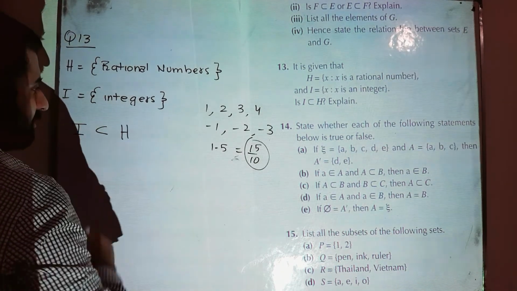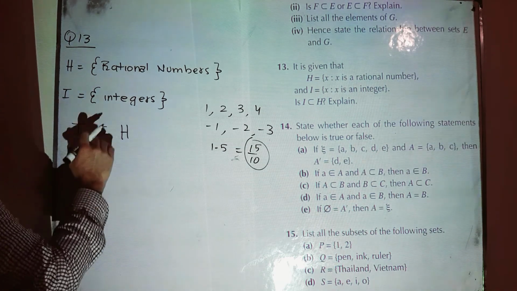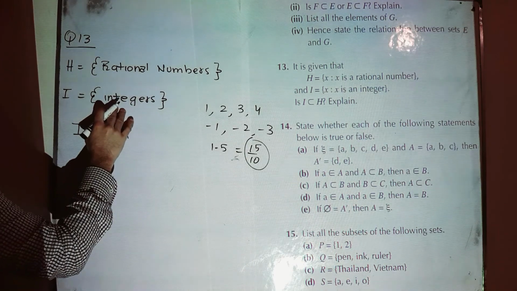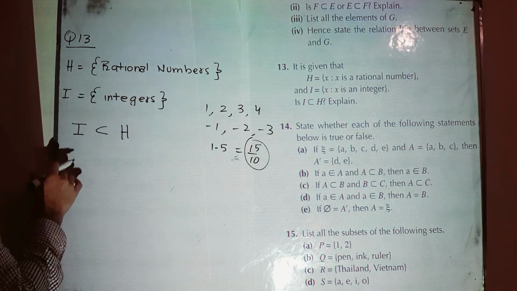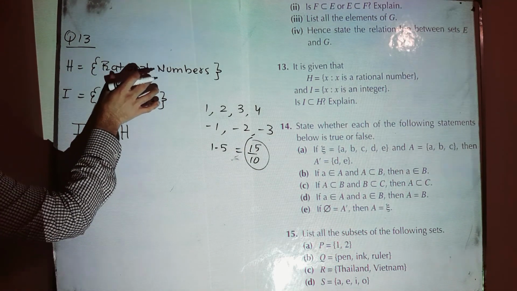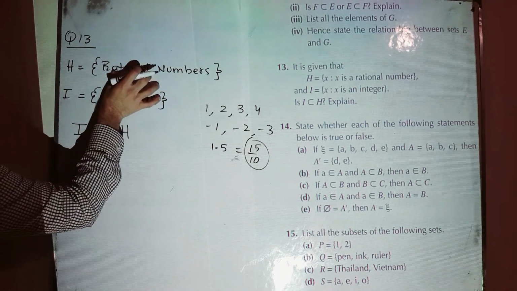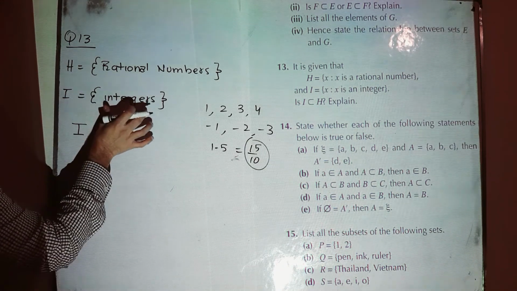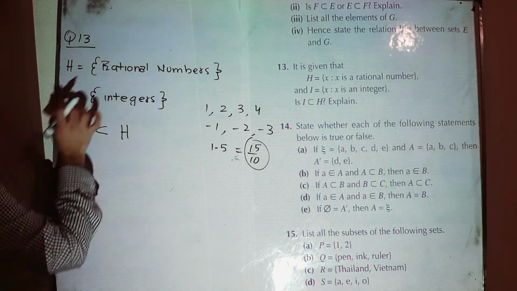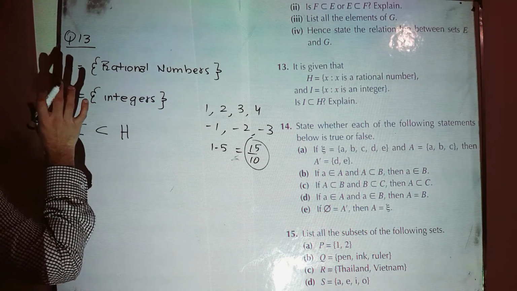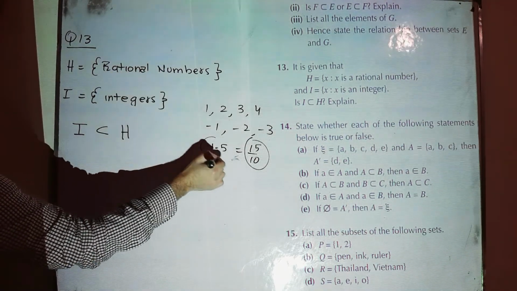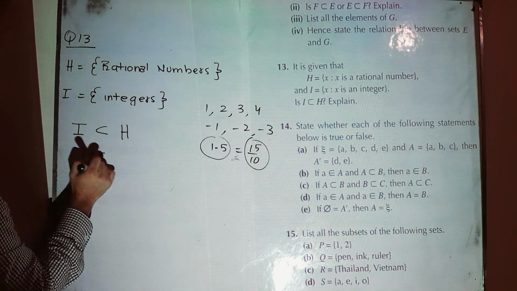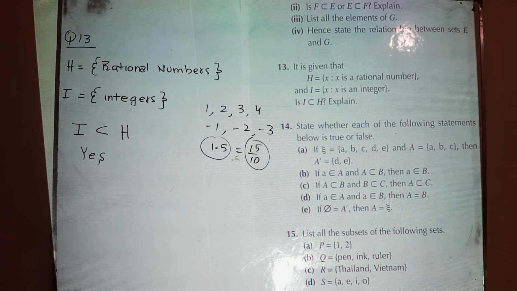Integer doesn't have 1.5. So basically integer is a part of rational, and when a set is a part of another set, then this is a subset of this, and this is a proper subset of rational numbers, because all the elements, all the integers are part of rational numbers, while there are some rational numbers like this one which are not part of integers. So yes, this is true. This is question number 13.